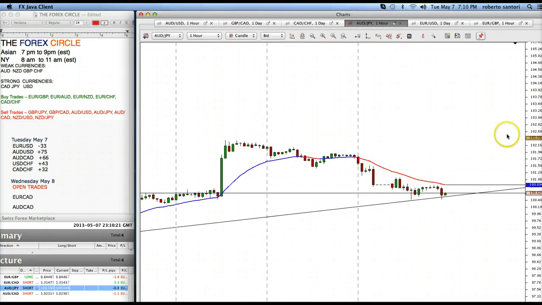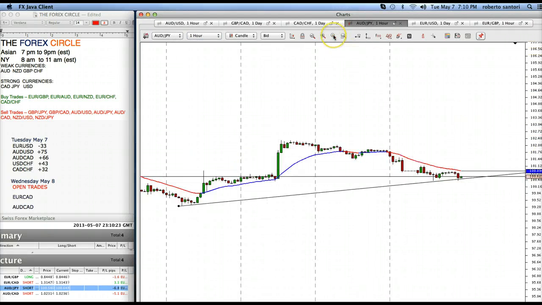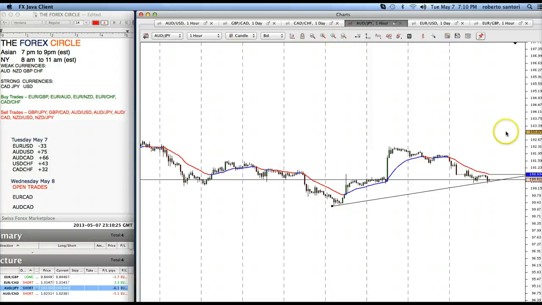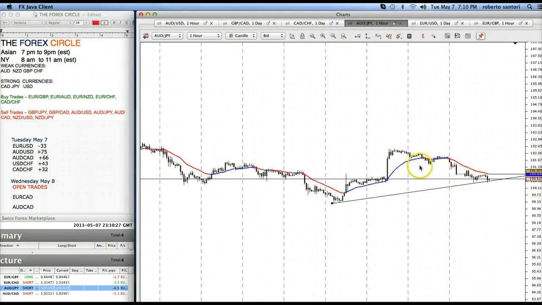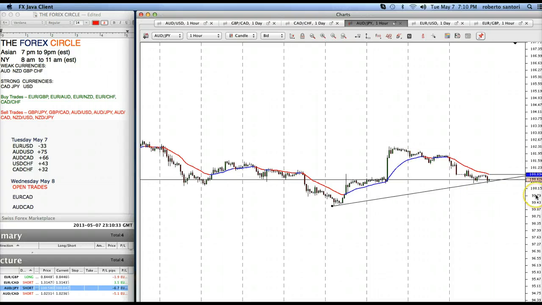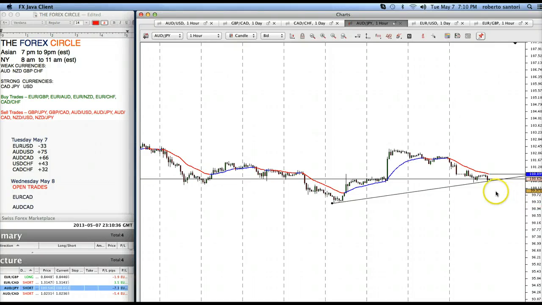Let's see what the hour chart looks like. So here's the trade on the 1-hour chart. We're still in a downtrend. The Australian dollar is extremely weak, and I doubt it can recover in the next few days. It probably will continue to sell off.